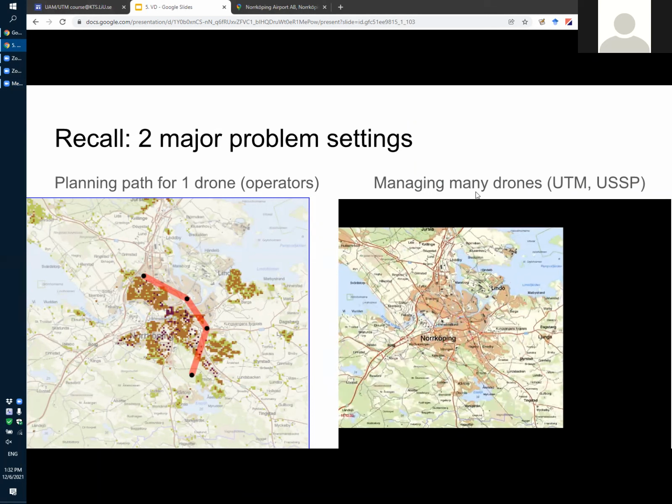versus managing many drones, as you see here on the right in the video where we have simulated flights of many drones over Norrköping. So the crux of the UTM, or what a USSP, a U-space service provider, would do, is managing many drones. But when you think about a single operator, the operator may have many drones and many missions, but every time an operator plans a route, the operator plans a single route. So that's a different question. I wanted again to emphasize the difference between two different problem settings, even though they are connected.